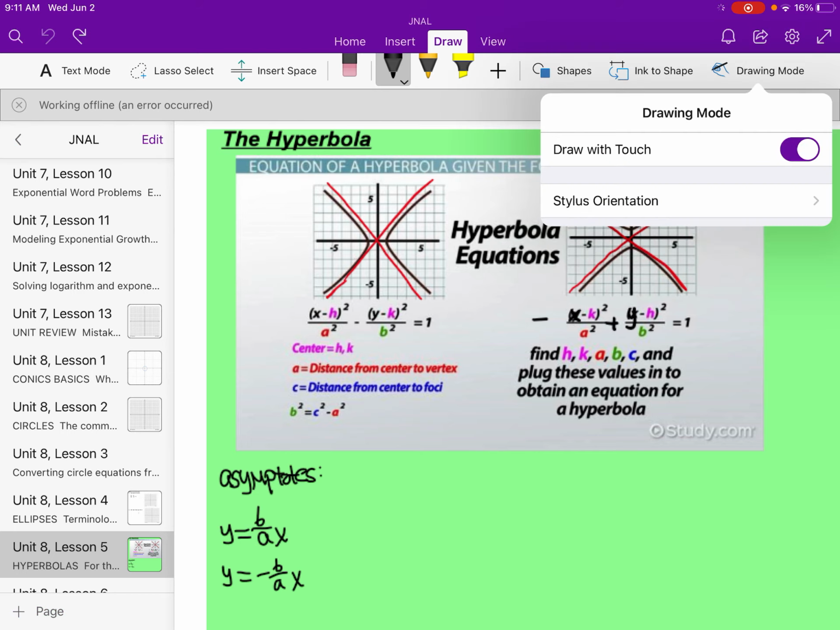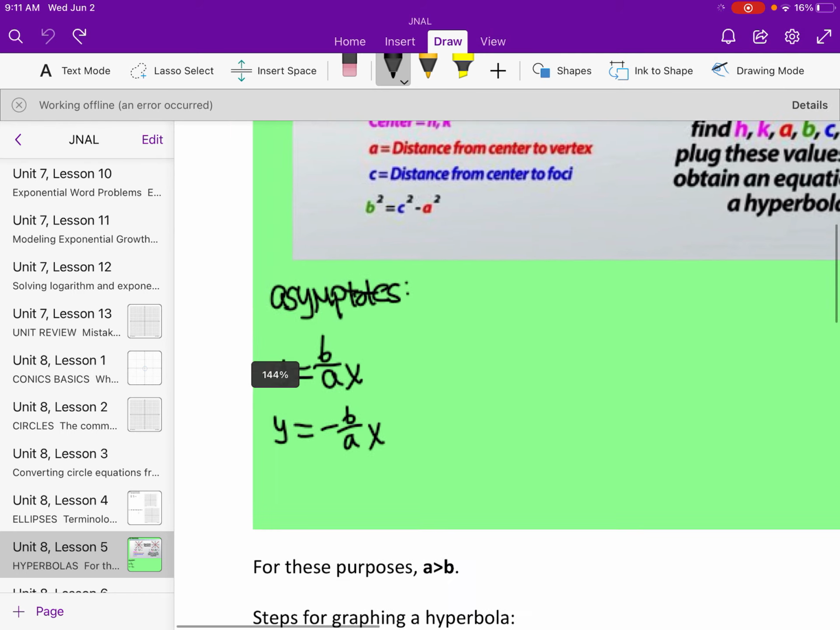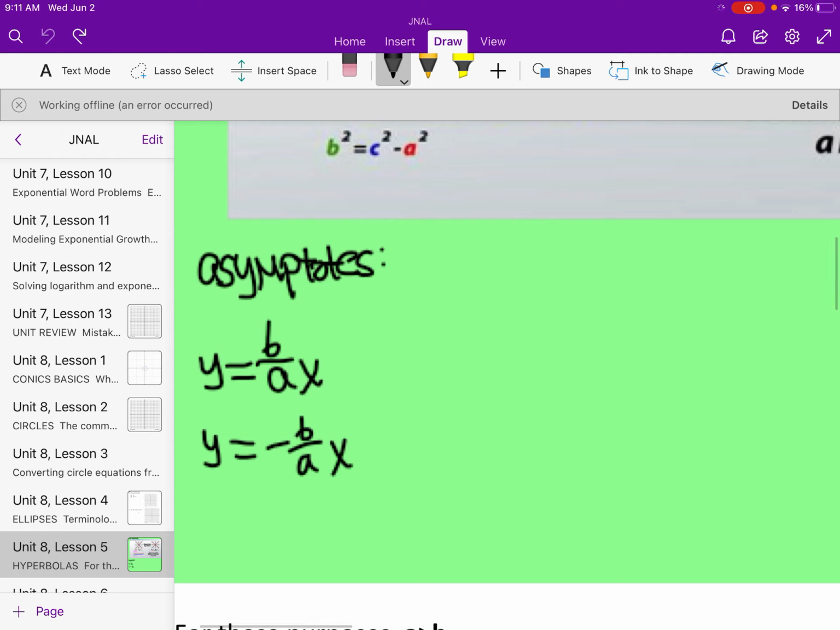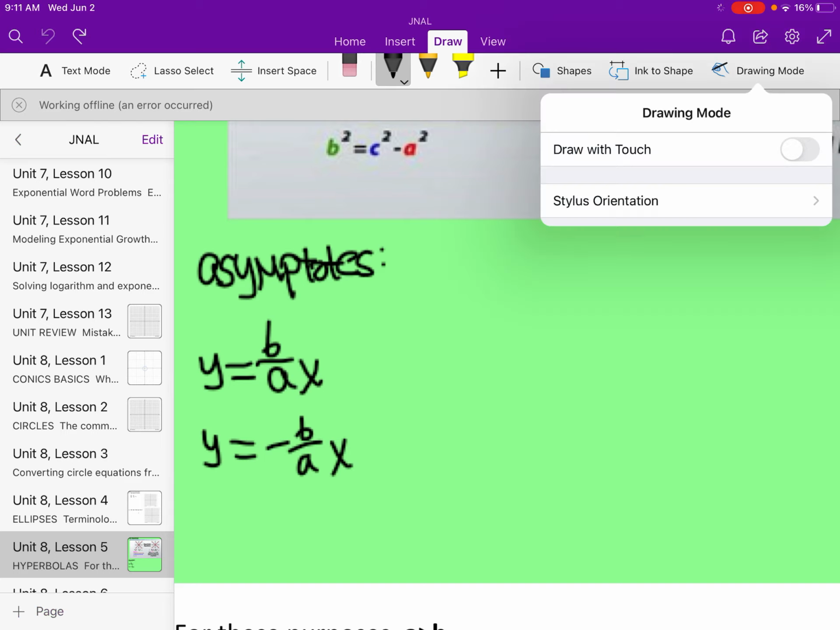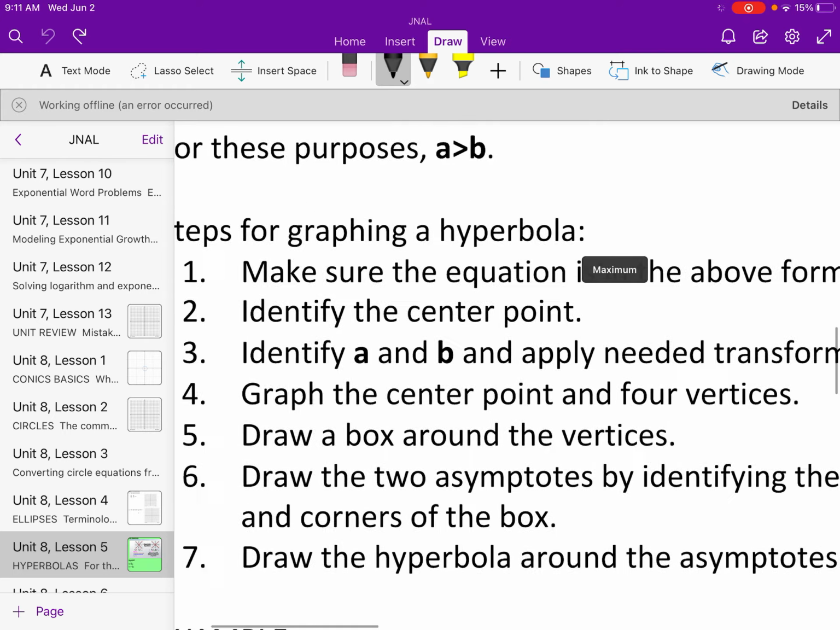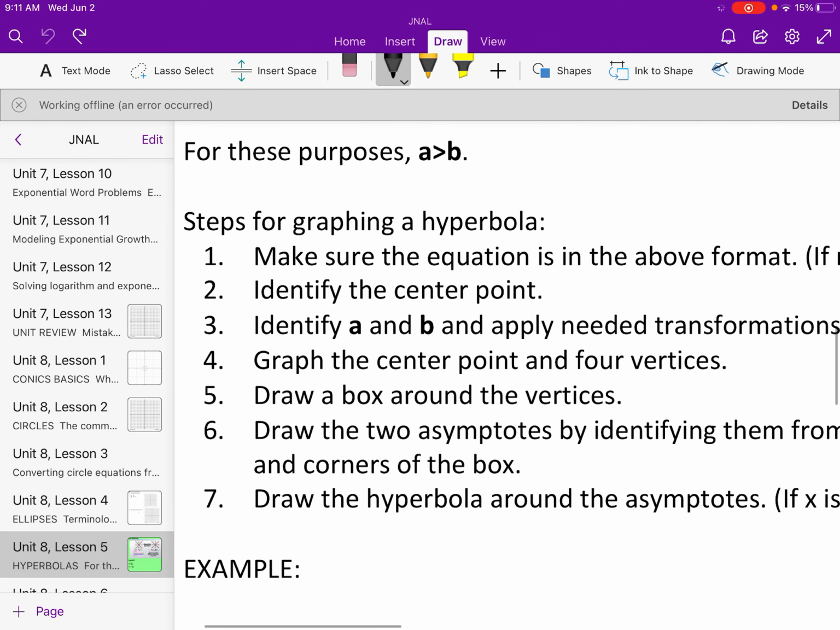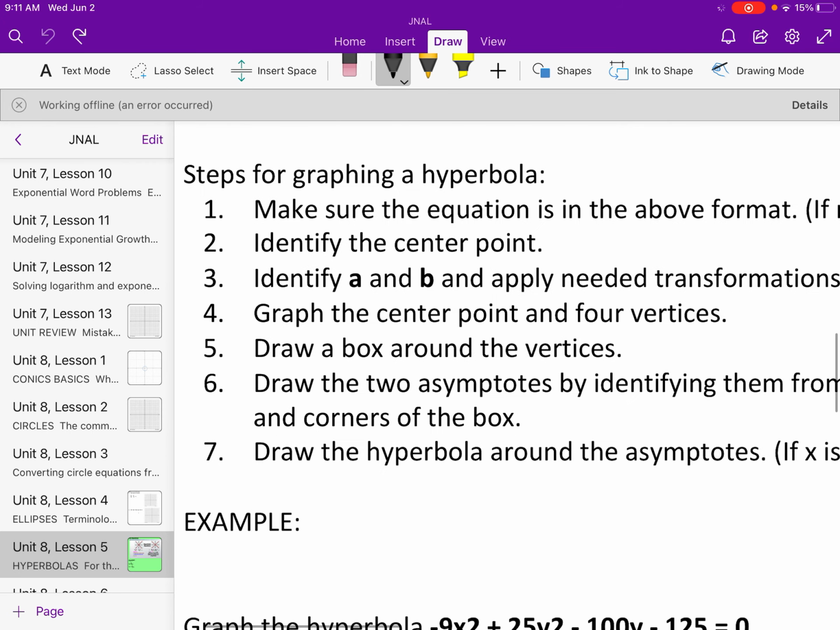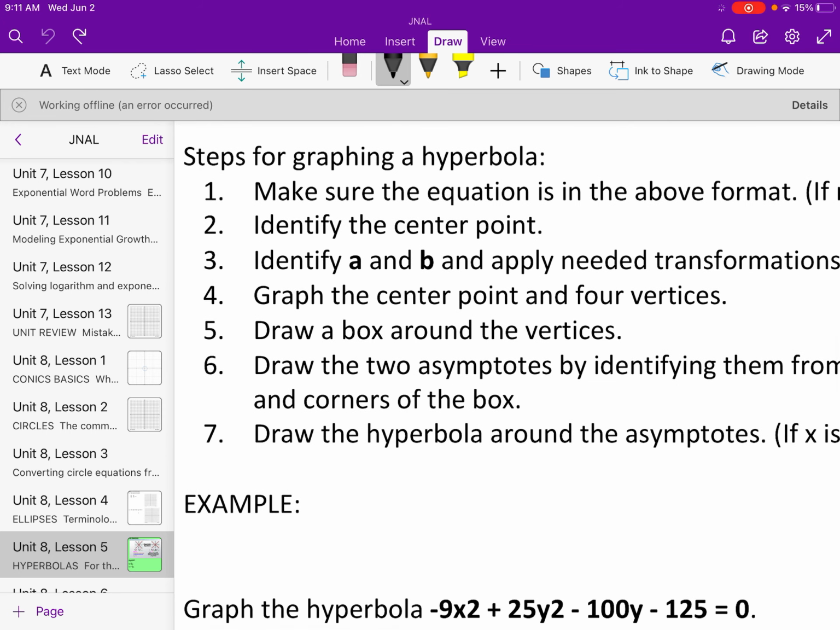So that's the difference. And to find the asymptotes, we do b divided by a, x, so b divided by a is the slope, and then there's also negative b divided by a, x. But also, you can just see something else that we'll talk about in a minute. And once again, for these purposes, a is greater than b. Sometimes teachers will switch it up, but we're just going to say that a is greater than b.